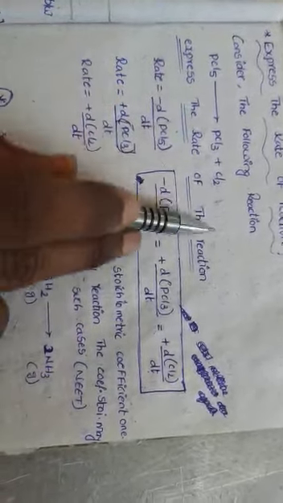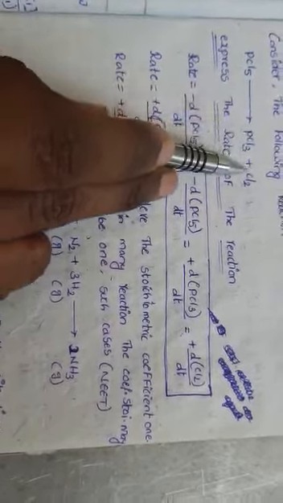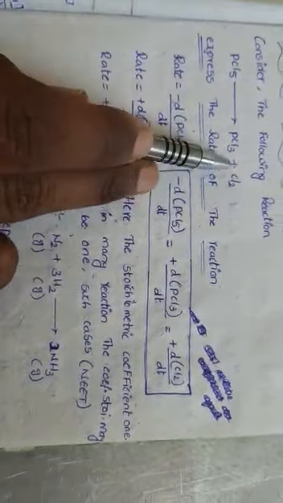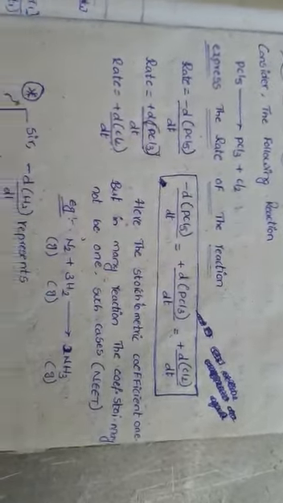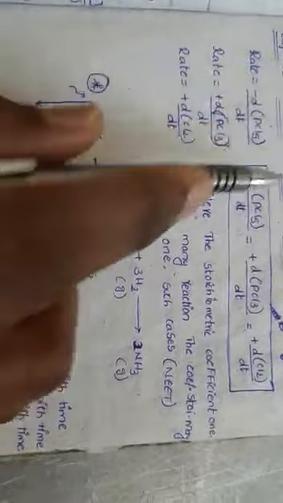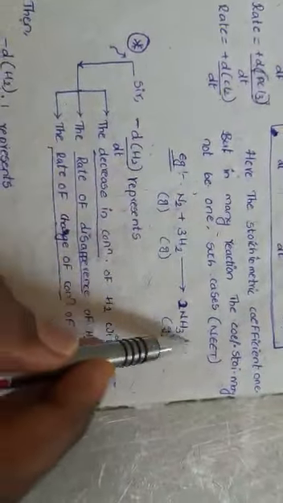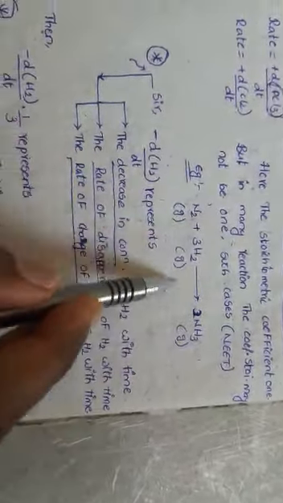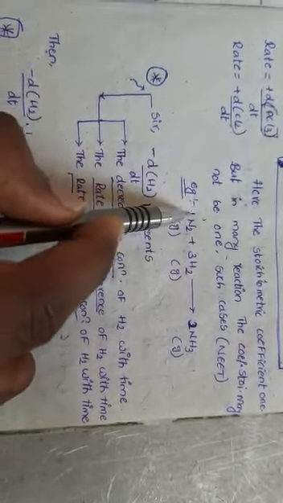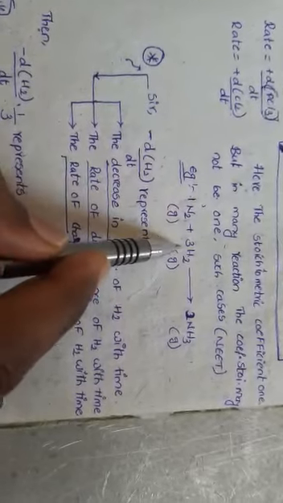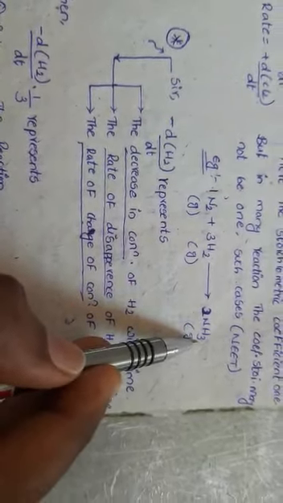In this particular reaction, the stoichiometric coefficients are all equal to 1, so in such a case we can express the rate like this. Sometimes the stoichiometric coefficients, the numbers of moles, are different, for example in the ammonia formation reaction, where 1 mole of N2 gas reacts with 3 moles of H2 gas to form 2 moles of ammonia.